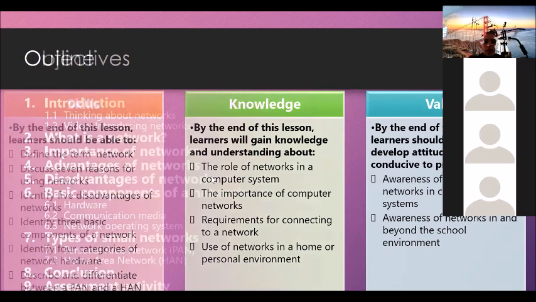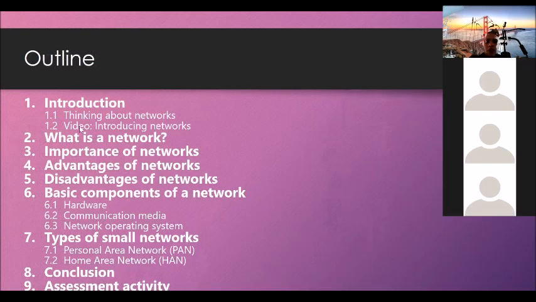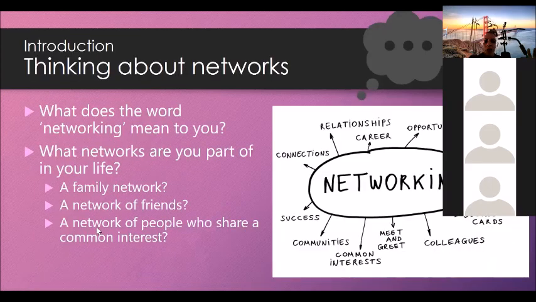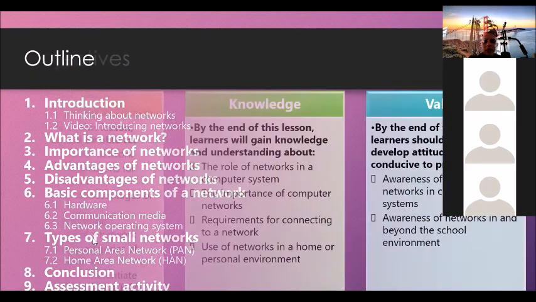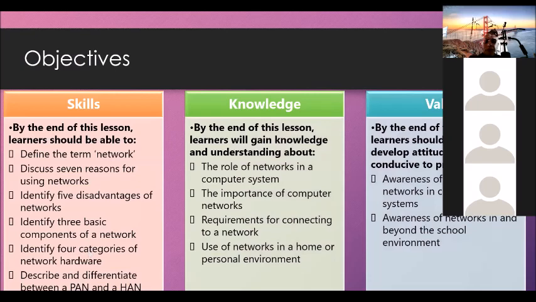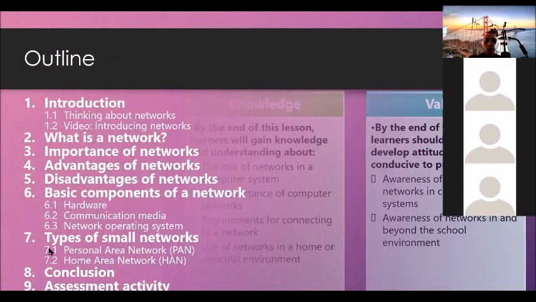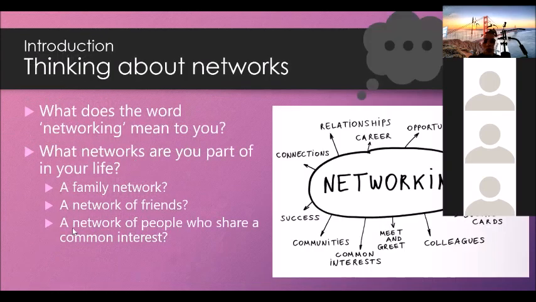Okay, then the learner has introduced the lesson. He's giving me an outline because they were presenting to me in the class. He told me this is what we are going to do: what is a network, importance of network, advantages of network, limitations of network, basic components of a network, and types of networks. And then there was also more there. Conclusion and assessment.